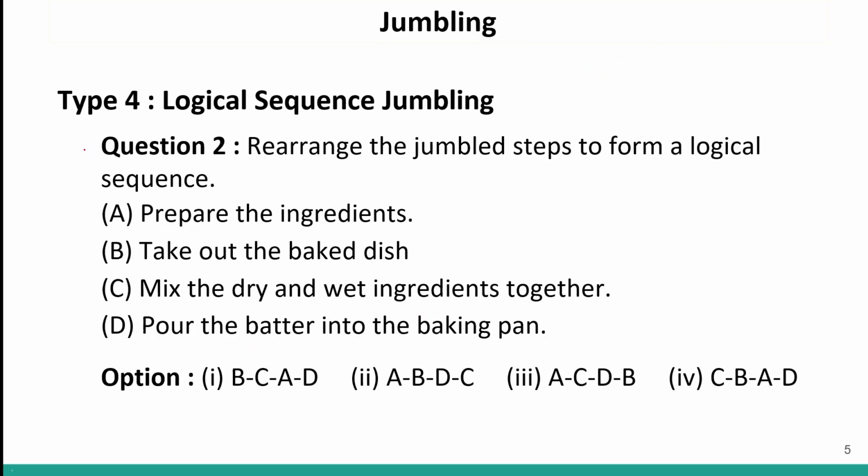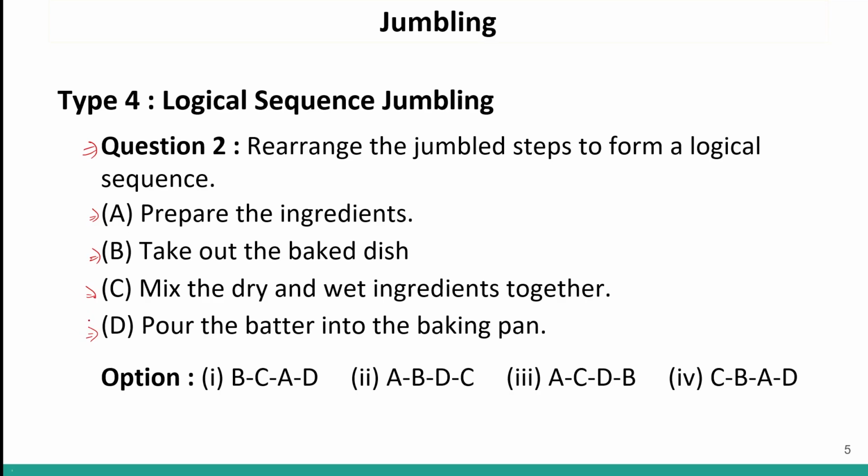Now, question number 2. Rearrange the jumbled steps to form a logical sequence. The first is to prepare the ingredients. So, this is related to cooking. Second is take out the baked dish. So, we are baking something, okay? C, mix the dry and wet ingredients together and pour the batter into the baking pan.